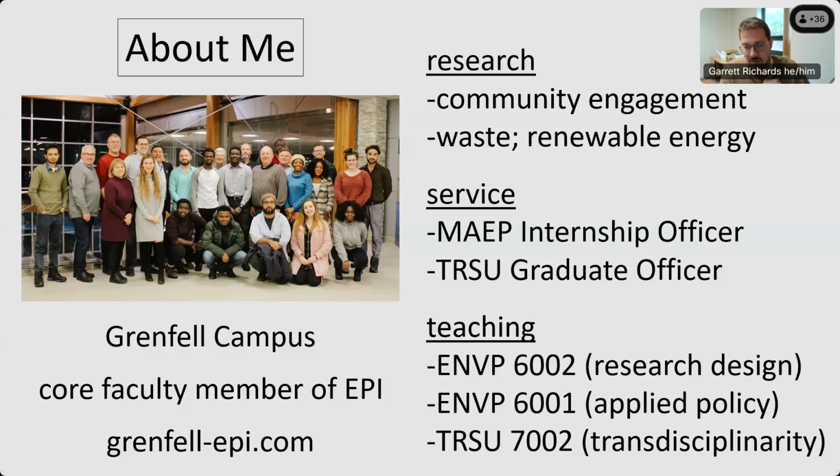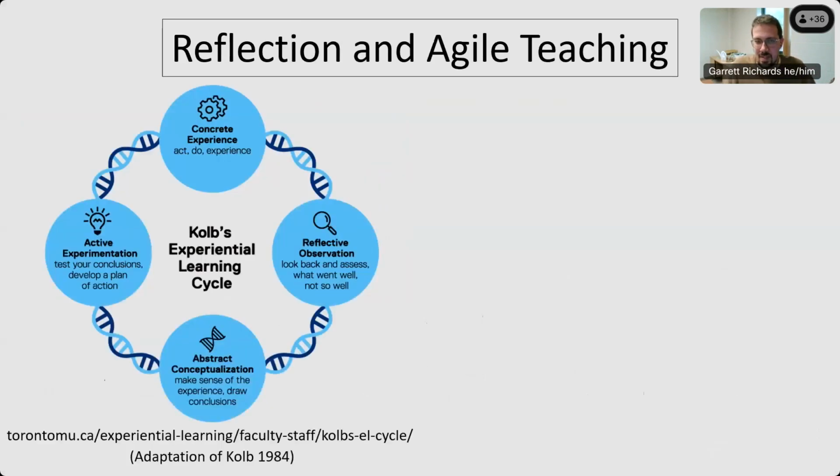So I regularly teach 3 courses: Environmental Policy 6002, which is a research design course for master's students; Environmental Policy 6001, which is an applied problem solving course for master's students; and then Transdisciplinary Sustainability 7002, which is basically transdisciplinary methods. The other core course that I don't teach is sustainability theory. The one I teach is around transdisciplinary research methods.